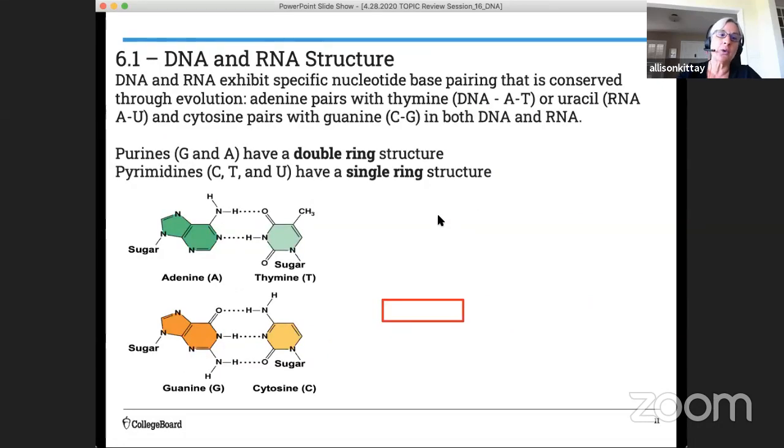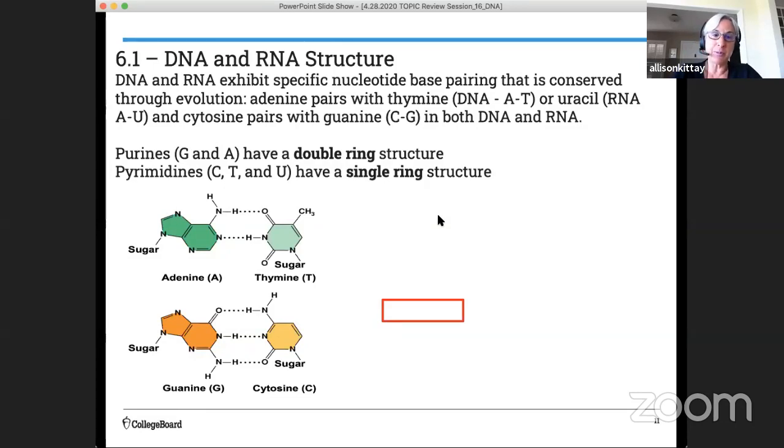holding those 2 nitrogenous bases together. Okay, so DNA and RNA exhibit specific nucleotide base pairing that is conserved through evolution. Adenine pairs with thymine, so in DNA you're always going to see that AT pairing, and then in RNA you'll see the AU pairing. And then cytosine will always pair with guanine in both RNA and DNA.